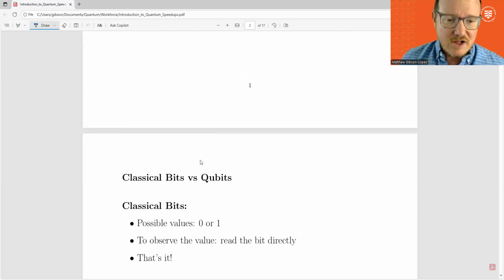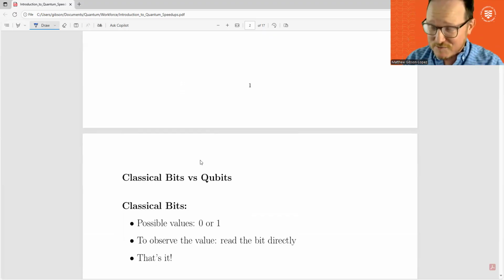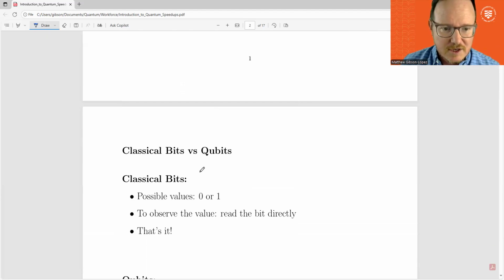Okay, so classical bits and qubits. The basic building blocks of a classical computer, which are the computers that we use today, versus qubits, which are the basic building blocks of the quantum computer. So classical bits can basically be 0 or 1. They're implemented with a switch. You can think of off as 0 and on as 1. To observe the value, just look at it and you can tell if the switch is on or off.